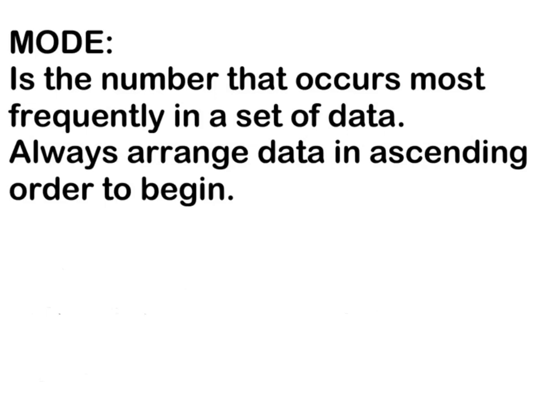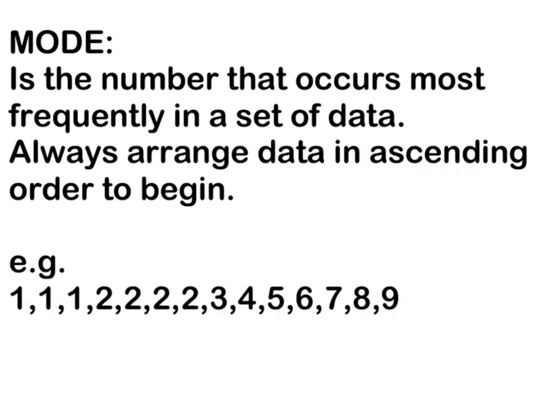You always arrange your data in ascending order, in other words, from smallest to biggest to start with. And then if you have your data arranged like that, you can see here 3 1s, 4 2s, and the rest are only occurring once. So we have 1 that occurs more than once and 2 that occurs more than once. The one that occurs the most is going to be the mode, and that would be the 2 over here, because it occurs 4 times and 1 occurs 3 times. So the mode in this case is 2.